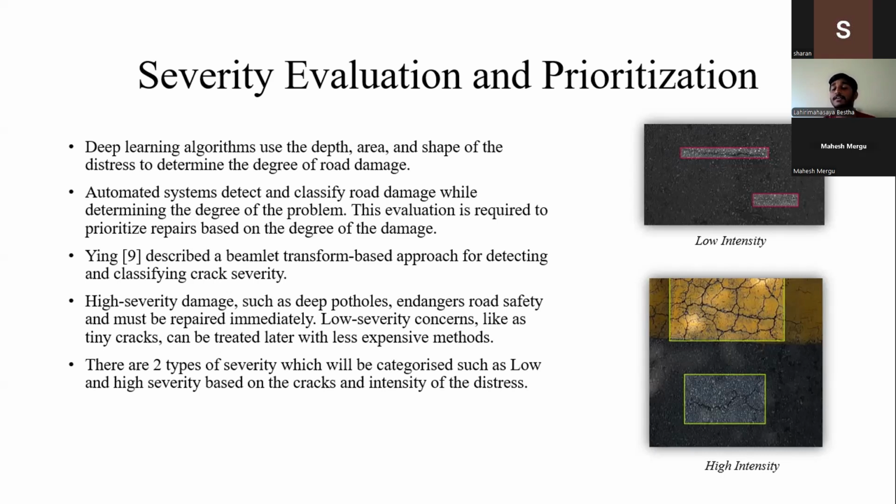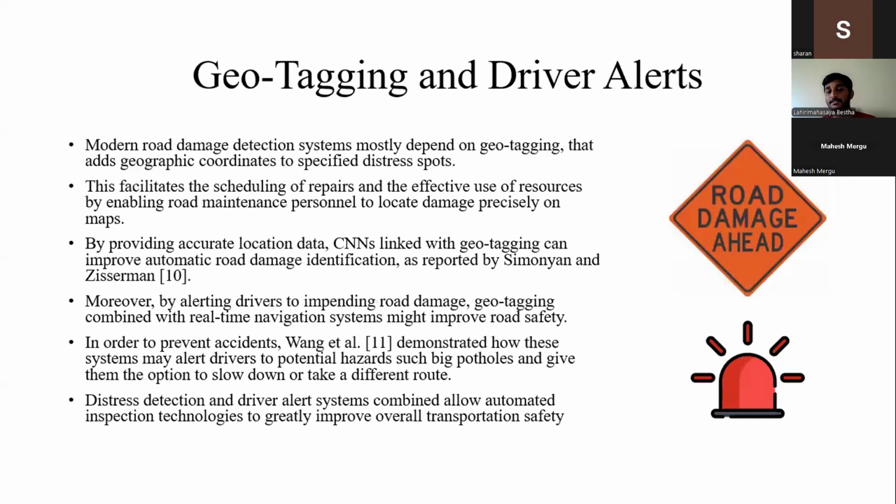In this, we'll only be using 2 categories, that is low intensity and high intensity. As you can see in the image, the low intensity has only 2 cracks, and the high intensity has an alligator crack, and there are multiple cracks appearing on the road. Can you go to the next slide, Sharon?